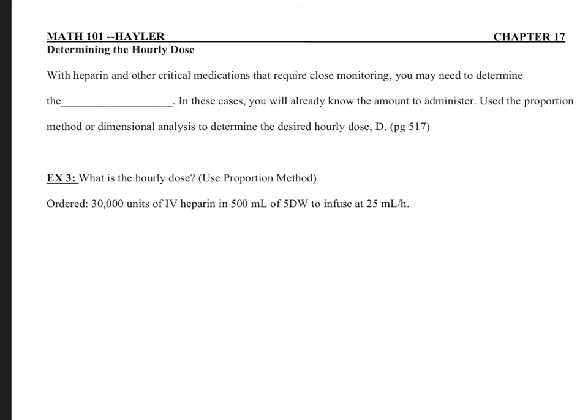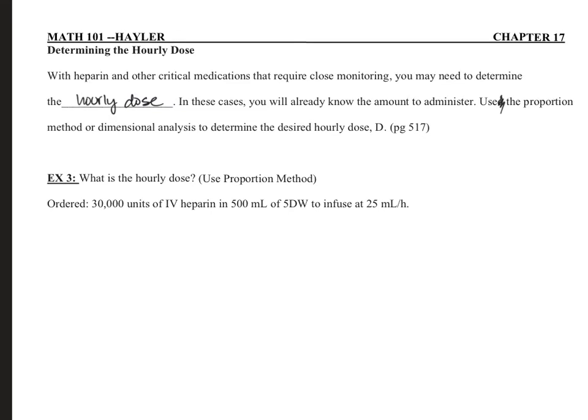Determining the hourly dose. Alright, so with heparin and other critical medications that require close monitoring, you may need to determine the hourly dose of medication that a patient receives. So, hourly dose. In these cases, you will already know the amount to administer. So use the proportion method or dimensional analysis to determine the desired hourly dose, D. Example 3. What is the hourly dose?